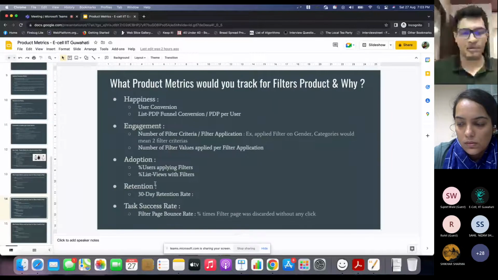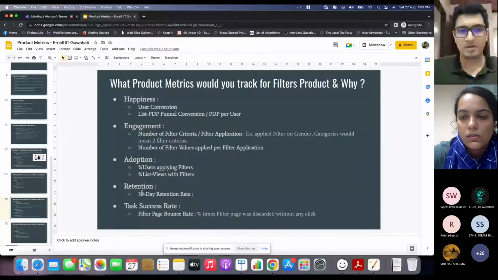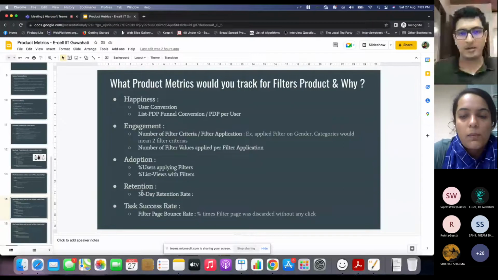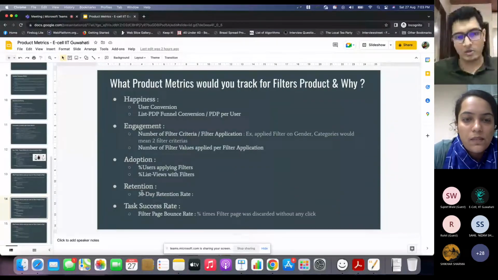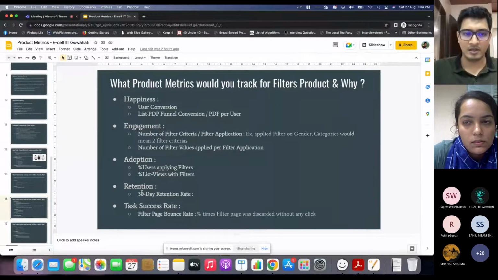Then retention, it's straightforward: 30-day retention or 7-day retention. What percentage of users who applied a filter today come back to a session later, saw a list page, and also applied the filter? Because if they find the filters useful, they will come back and use it again. So that is your retention.